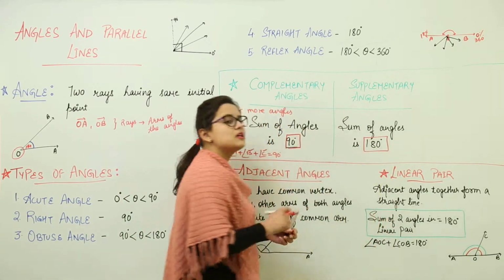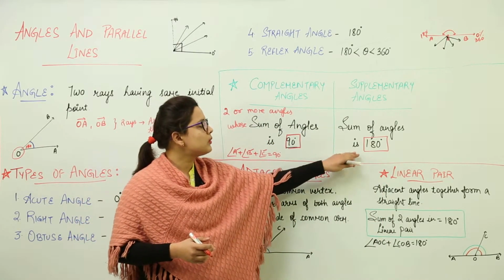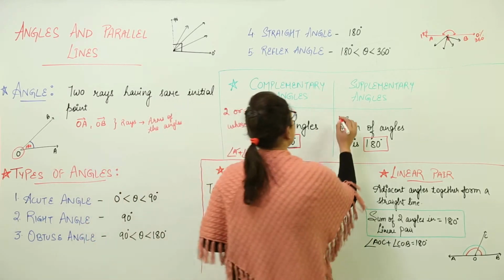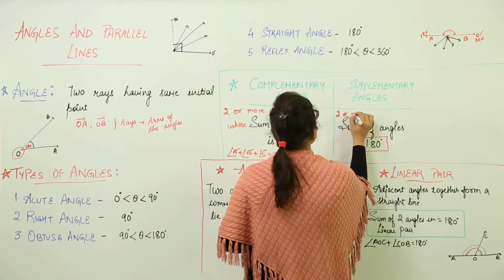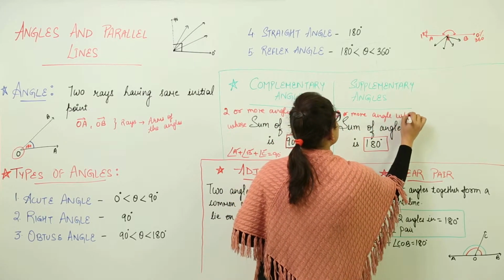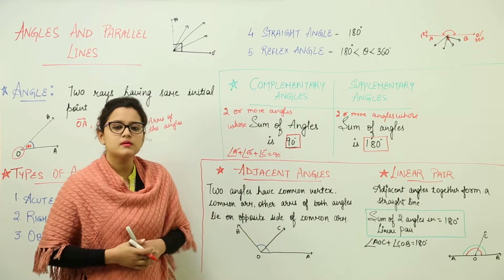So that means two or more angles whose sum is equal to 180 degrees will be termed as the supplementary angles. So we write over here: two or more angles whose sum is equal to 180 degrees, that will be termed as the supplementary angles.